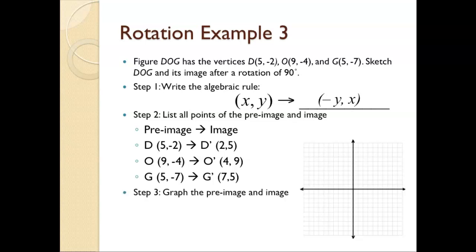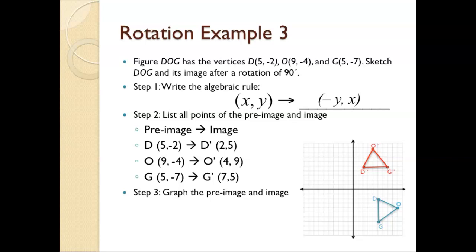And now we can graph the pre-image and the image. So we have DOG at (5, -2), (9, -4), and (5, -7). And then we'll go ahead and graph our image. That would be at (2, 5), (4, 9), and (7, 5). And now let's go ahead and label. And we can see after we label how we have rotated this figure DOG 90 degrees counterclockwise about the origin (0, 0).